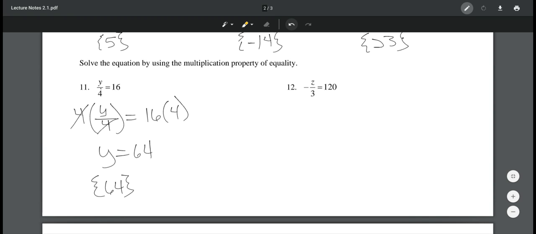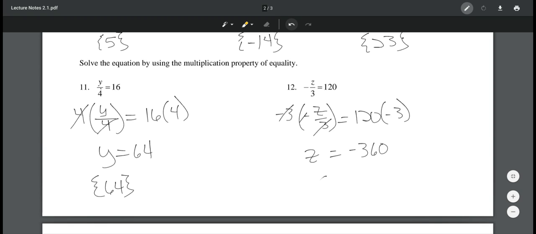In number 12, since it is a negative, I do not want negative z as an answer. I want positive z. So not only am I going to multiply by 3, I'm going to multiply by -3, because a negative times a negative will produce a positive. If I multiply the left by -3, I have to multiply the right by -3. So negative times negative is positive, and the 3's will cancel. 120 times -3 is -360. So my answer is -360.